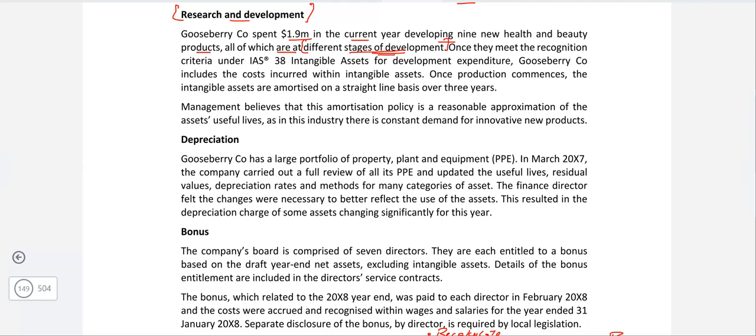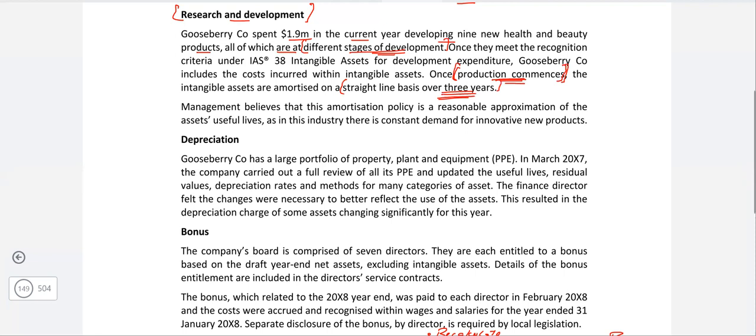Once they meet the recognition criteria, Gooseberry include the cost incurred within intangible assets. Once production commences, the intangible assets are amortized on a straight line basis over 3 years. Once production commences, you can again discuss with management whether the projects which have been completed and brought into commercial use or sale are being amortized or not. And then they have said they amortize them on a straight line basis over 3 years.